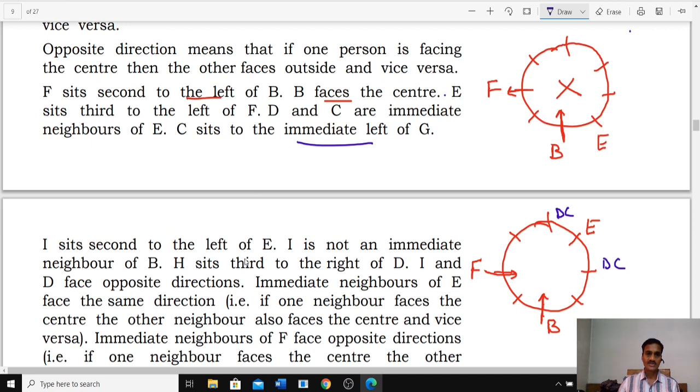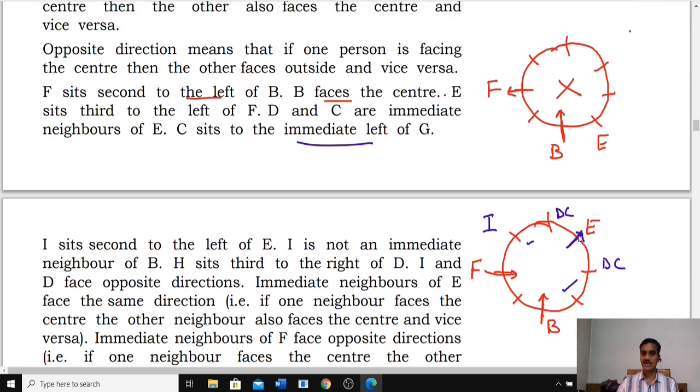Then, I sits second to the left of E. I must be somewhere, there are two options. I is not an immediate neighbor of B. I cannot be here. As I cannot be here, I must be here. If I is here, I sits second to the left of E. E is away from the center. I sits second to the left of E.